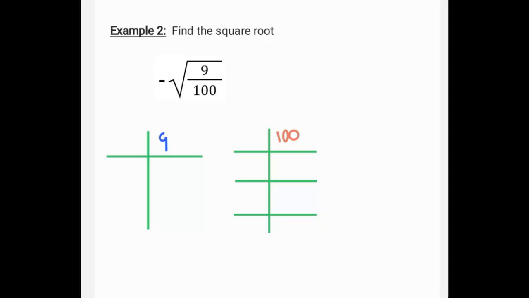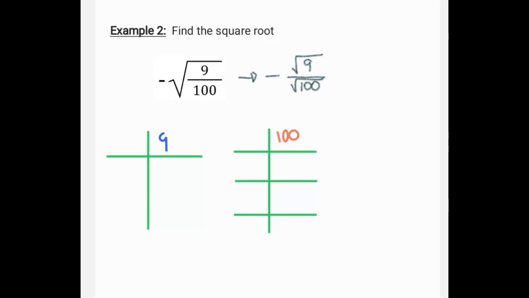Let's look at example 2, finding the square root. This time we have a fraction. So we're going to go ahead and split our fraction, keeping the negative, but now it's going to be a square root of 9 as our numerator and square root of 100 as our denominator.